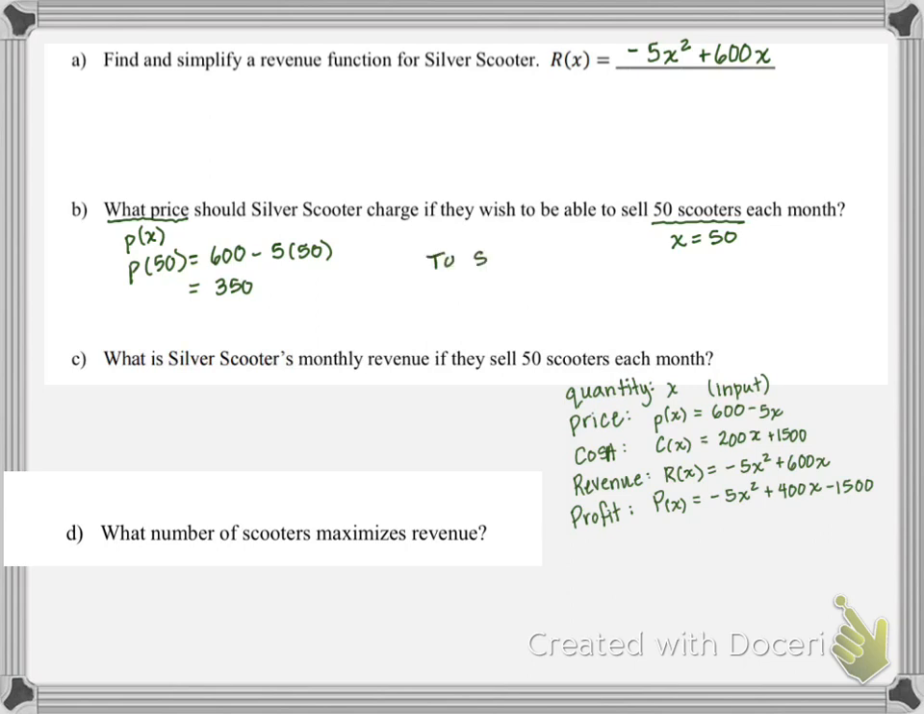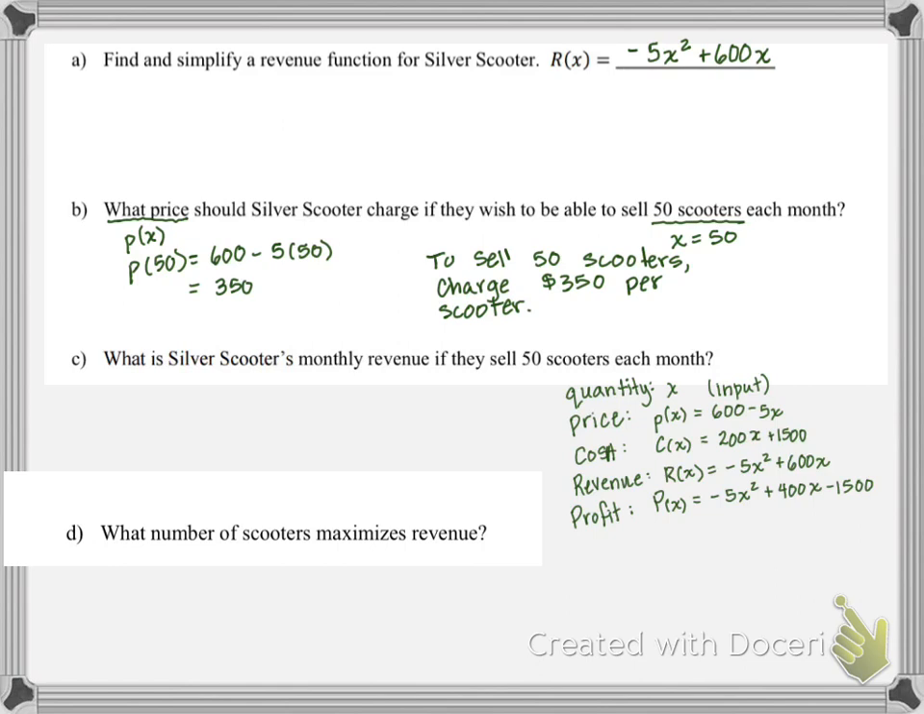So to sell 50 scooters, charge $350 per scooter. And as far as your sentence goes, I'm not going to be super picky in grading about how specific you are. However, throughout this problem, we're going to be talking about several different quantities. If we want to keep track of which quantity to use where, it'll help if your sentence tells you the correspondence between the quantity and whatever output you get. That way, you know you want to use 50 because you're using a price of 350.